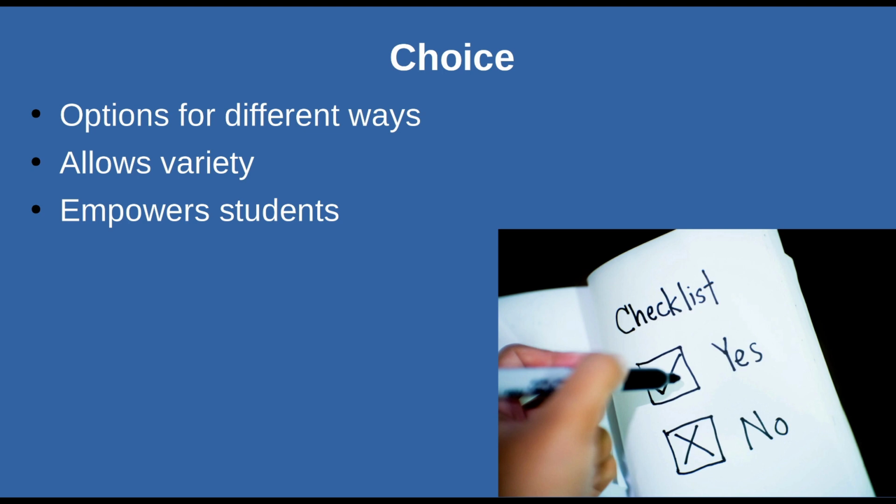So, okay, you need to write a paper. You could do a traditional outline. You do clusters. You could do boxes, whatever, however your mind works. These are just some of the ways that you could bring choice into your classroom. And so the 2 main benefits of providing choice is, number 1, it allows for variety.